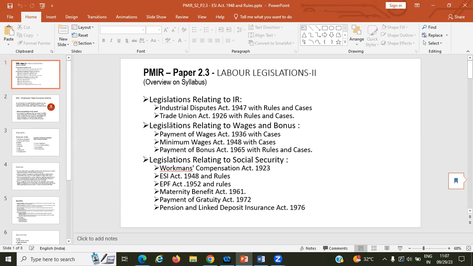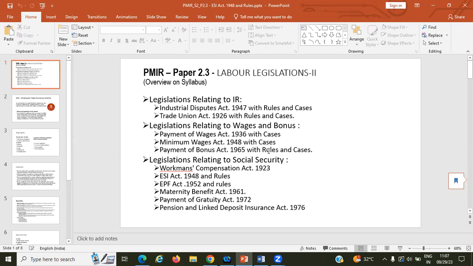and different rules associated with this act, the benefits of this act, features of this act. We'll understand one by one. Let's first focus on the meaning of the ESI Act.